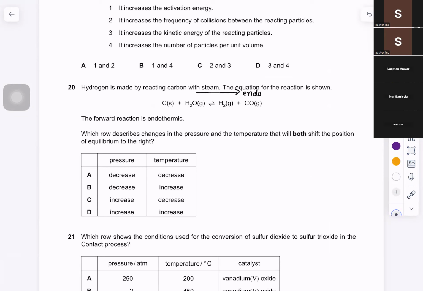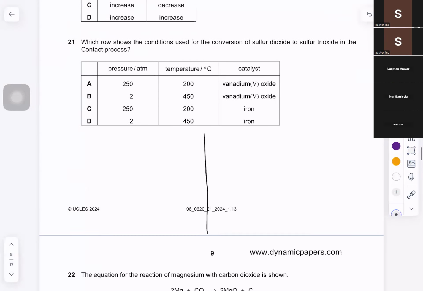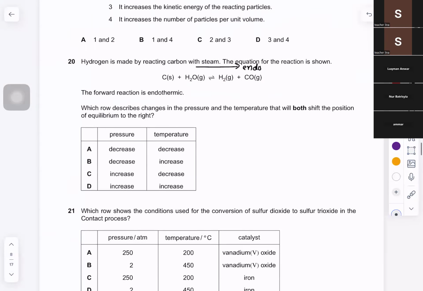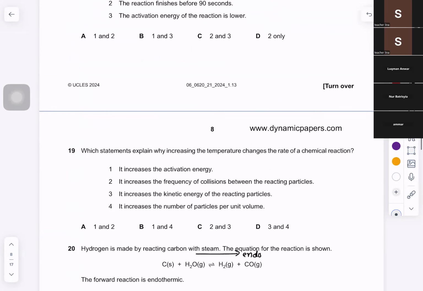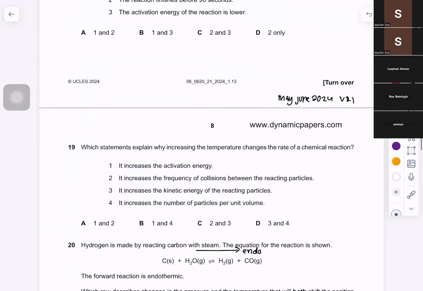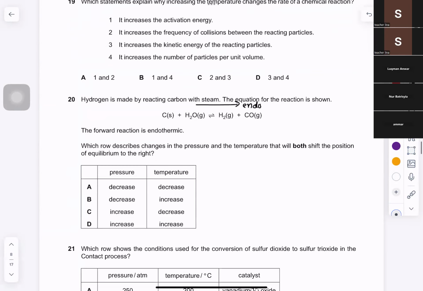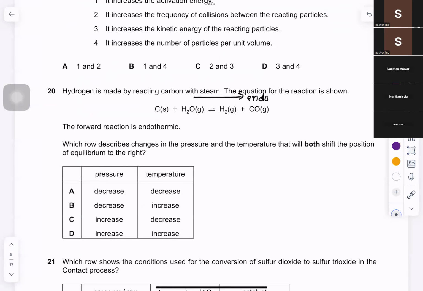Ni siapa yang nak tengok dia punya ni dekat ni May June 2021. Okay, May June 2024. 2024 variant 121. Kalau siapa yang nak tahu which paper yang teacher discuss ni, you beritahu tau. Right? Tak apa, teacher boleh beritahu, jangan risau.